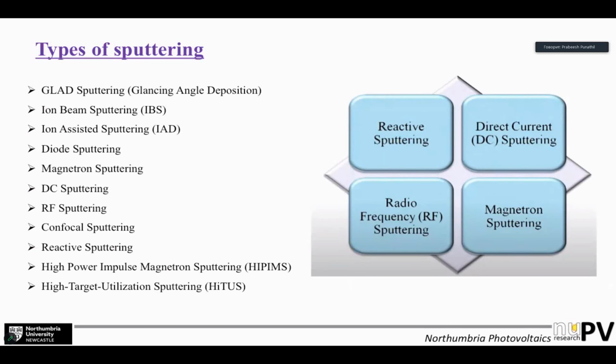And there are a lot of different types of sputtering. Clad sputtering, ion beam sputtering, ion assisted sputtering, diode sputtering, magnetron, DC, RF, confocal, reactive, HiPIMS, and high target utilization sputtering. There are a lot of different varieties. And here we are discussing only reactive sputtering, DC sputtering, RF sputtering, and magnetron sputtering. We will discuss all these in the coming slides, with the coming speakers.